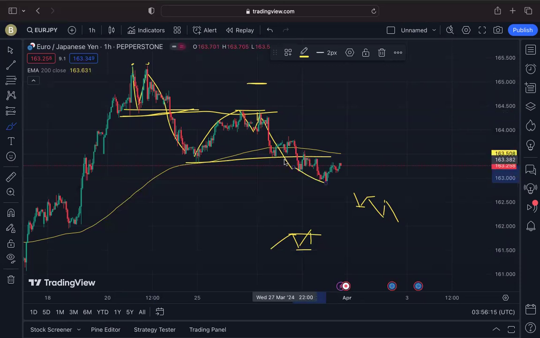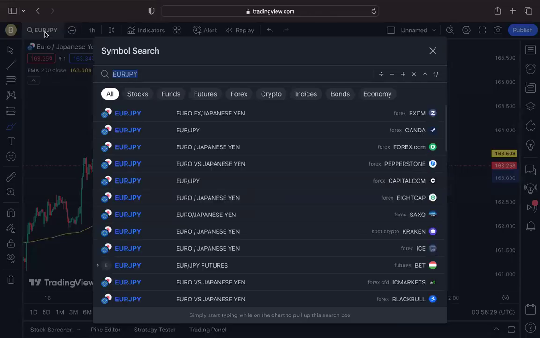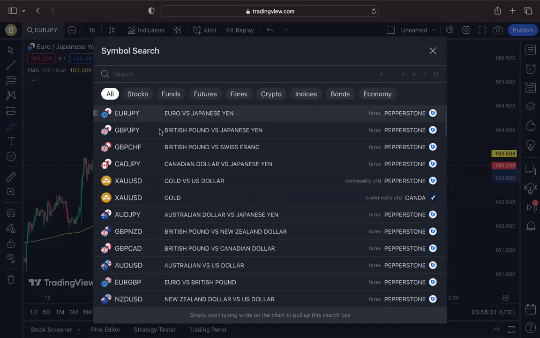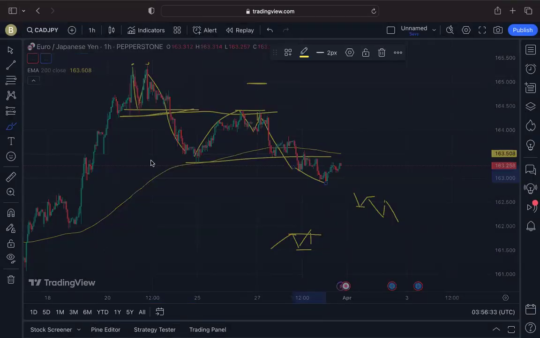So this is how easy I try to identify my entry, where I can be buying, where I can be selling. As you can see, it's very easy, very simple, no complication. I normally trade pure price action. So this was the first pair I entered. And also the same entry was for CADJPY as well.